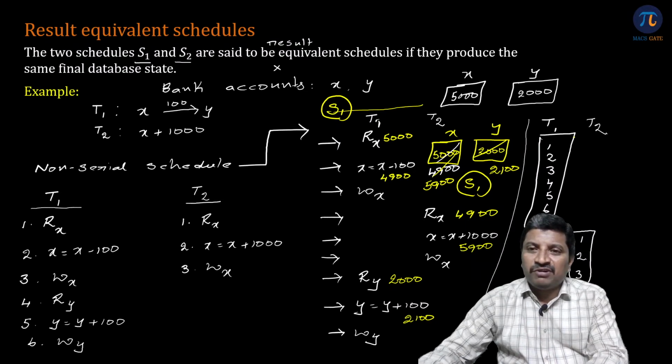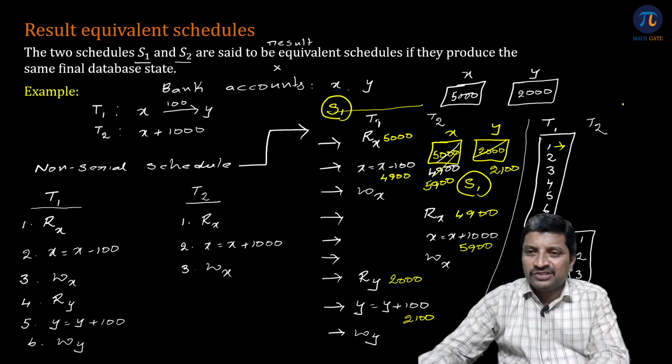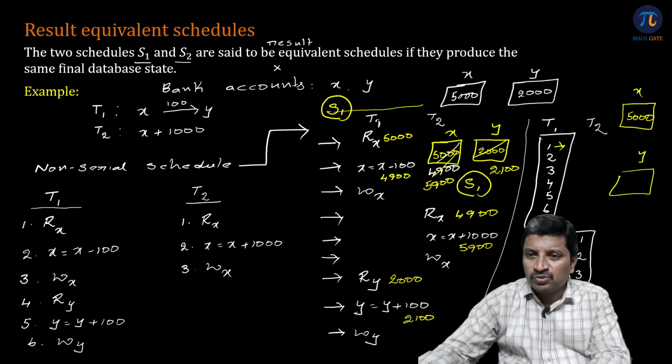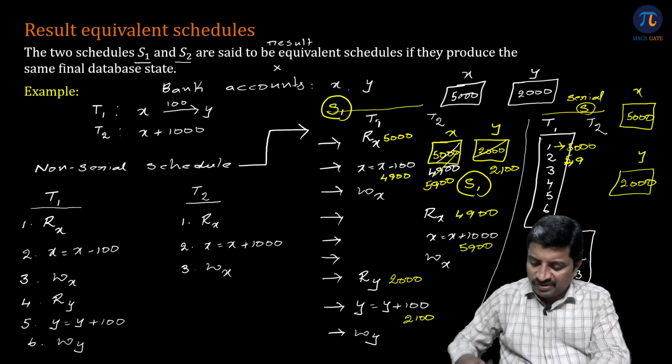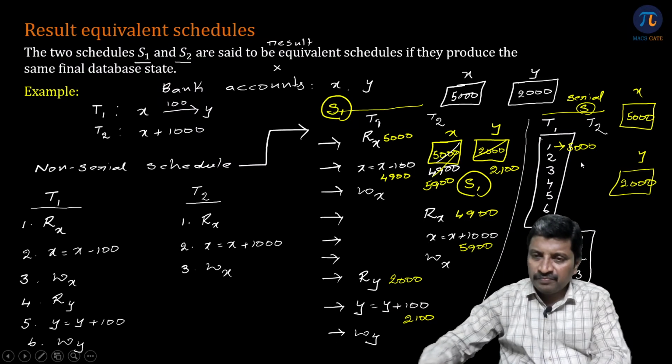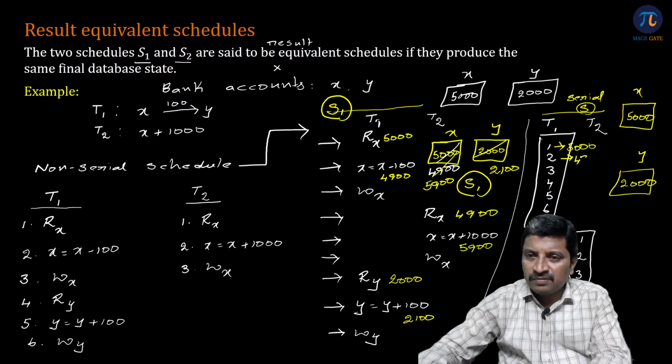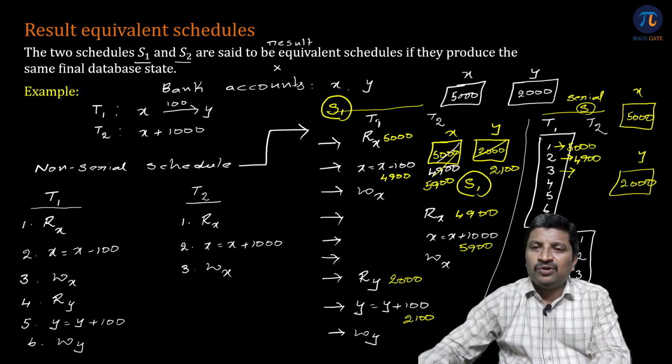Now suppose if I follow these lines, so let me write again the same values. This is my X value, 5000. This is my Y value, 2000. Now if I do this serial schedule, first we read the value of X, 5000. Update it. That will be 4900, that you are writing back. So that will be 4900.